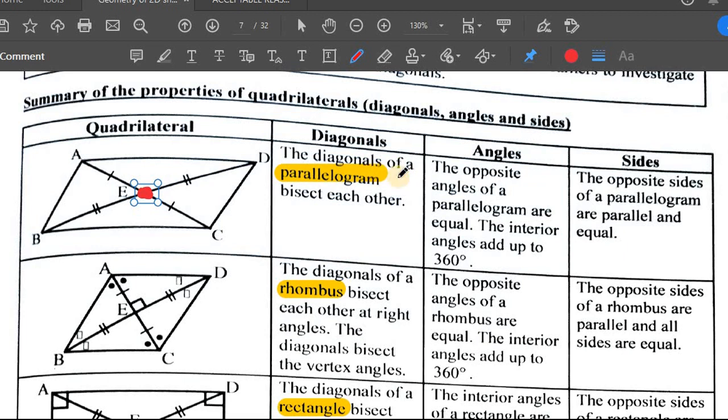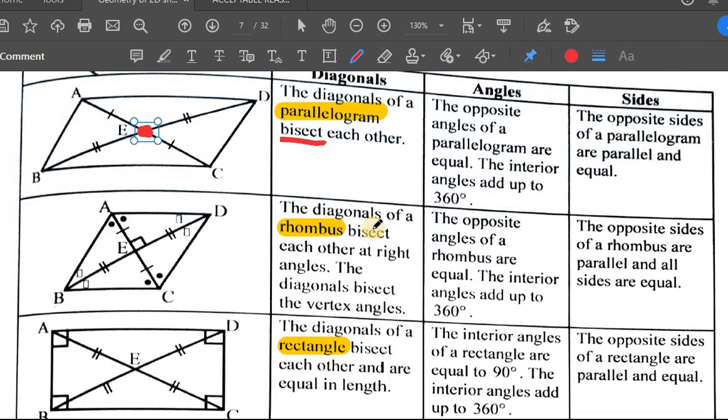So we say that the diagonals of a parallelogram bisect each other. Remember, bisect, you break it up exactly into two parts, right? So AE is equal to EC. So if this here is 5, this here is 5. Let's look at what happens in the diagonals of a rhombus, right?